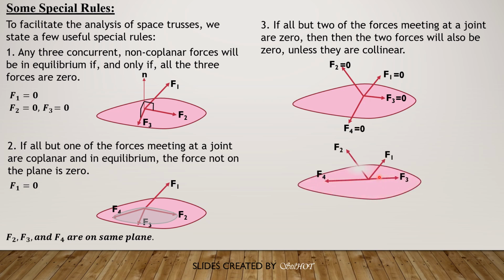Unless they are collinear, like in this situation here. So if F1 is zero and F2 is zero, then F3 and F4 are collinear. They are not equal to zero. In fact, they are equal. So F3 is not equal to zero, F4 is also not equal to zero, and F3 equals F4 because they are collinear. So these are the important rules and must be observed or remembered so that we can easily analyze space truss.